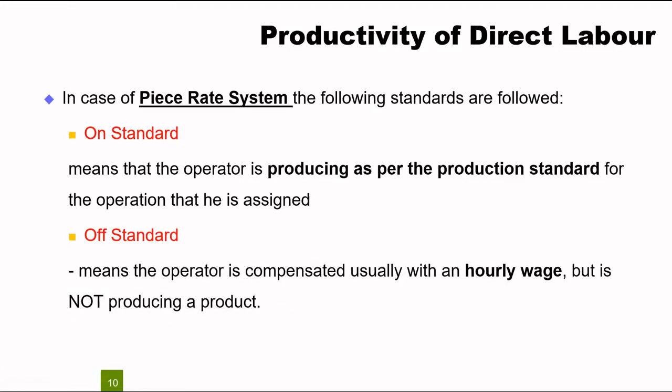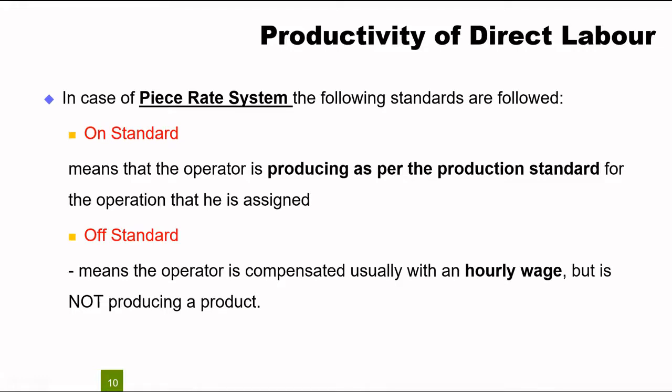Off standard means the operator is compensated usually with an hourly wage, but is not producing a product. Now, this is the case where something goes wrong with the machine or whatever. You still have to pay that operator a certain amount of money. That's the hourly wage, even if the person is not producing a product because there's a machine breakdown or some other things. So that is your off standard.